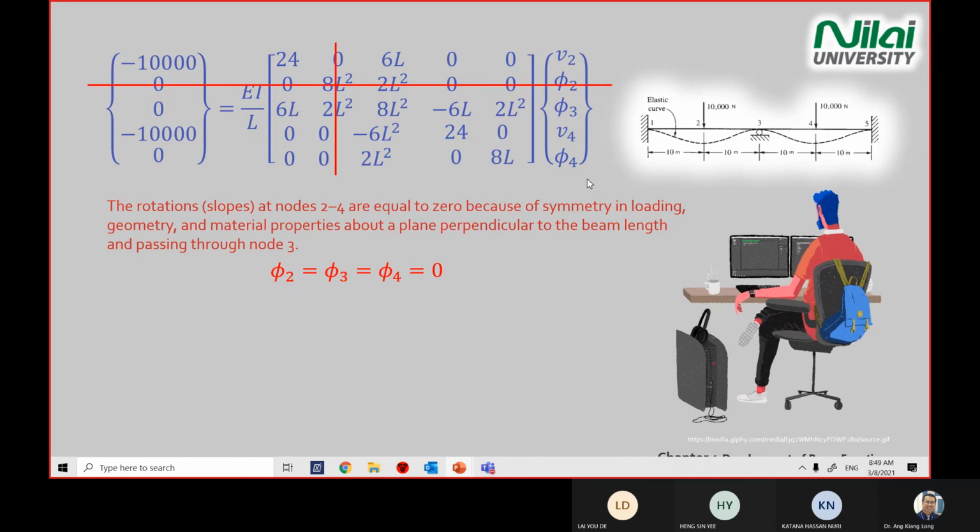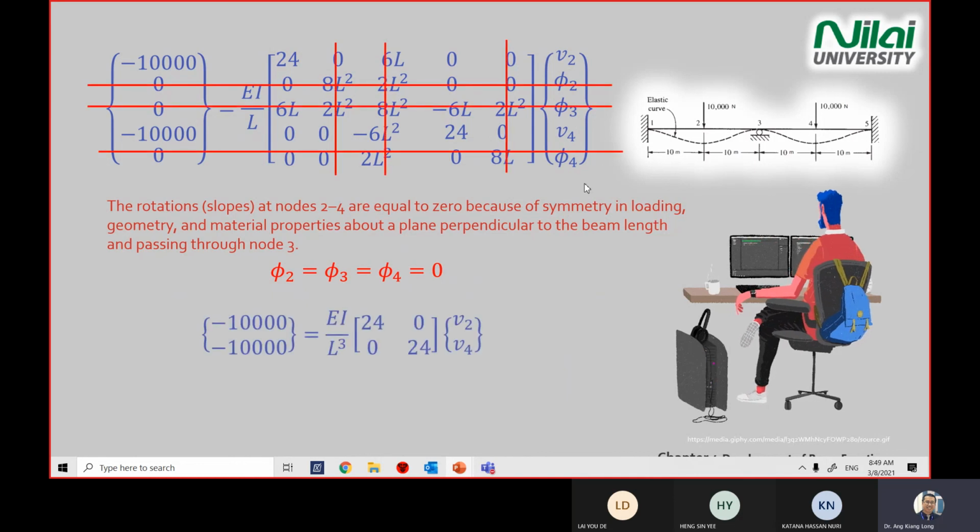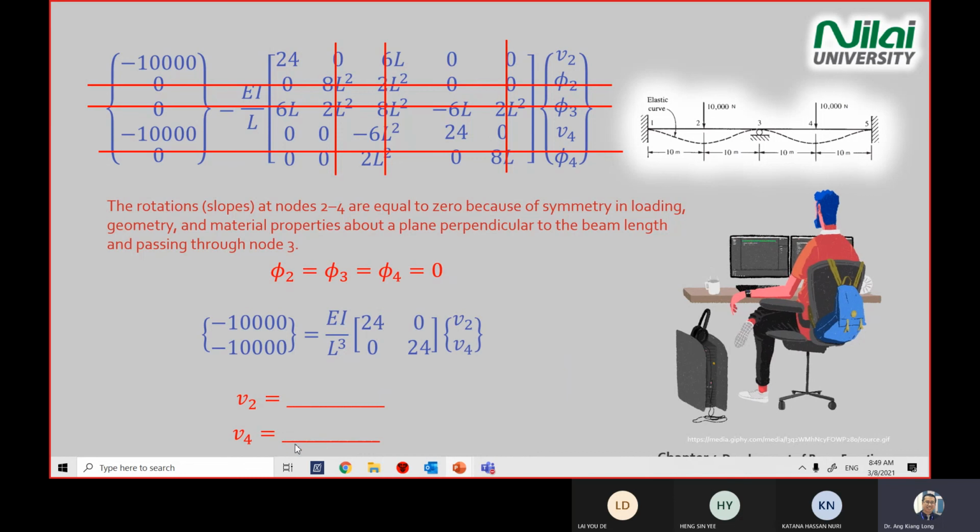Yeah, we close it. So you only arrive at a very simple 2 equation simultaneous equation. From here, you have EI over L cubed, and then you have all the numbers inside the matrix. You have 2 equations here. You can solve for V2 and V4. So you get the number for V2, you get a number for V4.